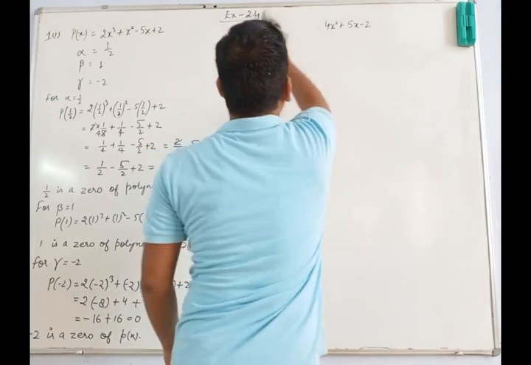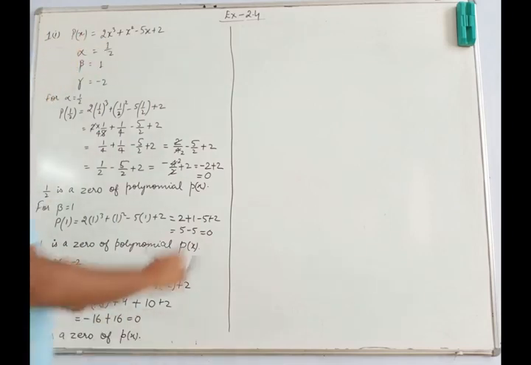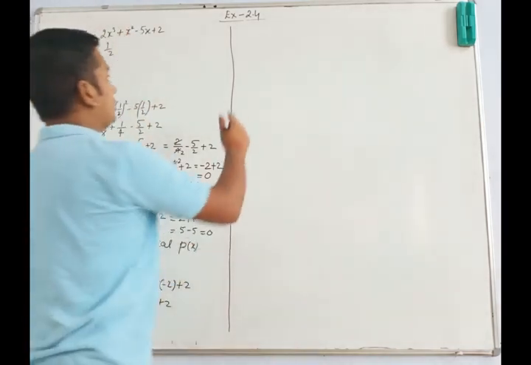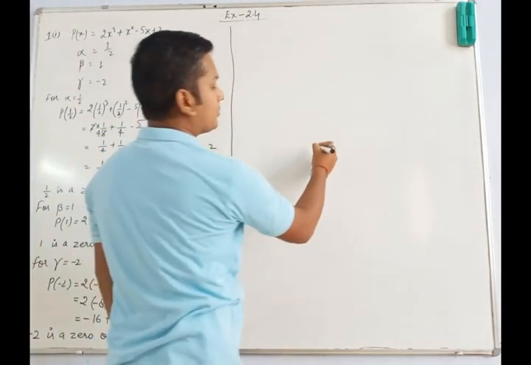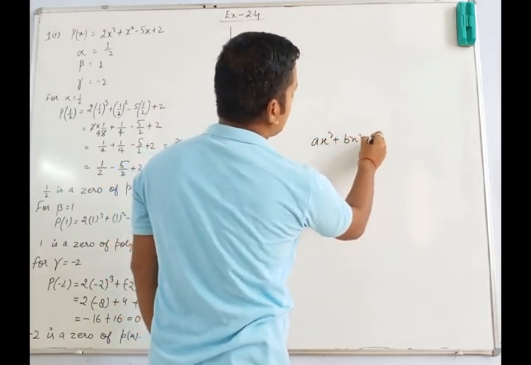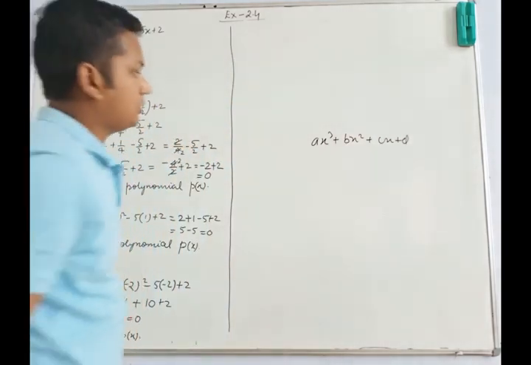Now we have to verify the relationship between alpha, beta, gamma and the coefficients of this polynomial. For that, we have to compare this with the standard polynomial. What is the standard cubic polynomial? We have studied it: ax cube plus bx square plus cx plus d. This was the standard cubic polynomial.